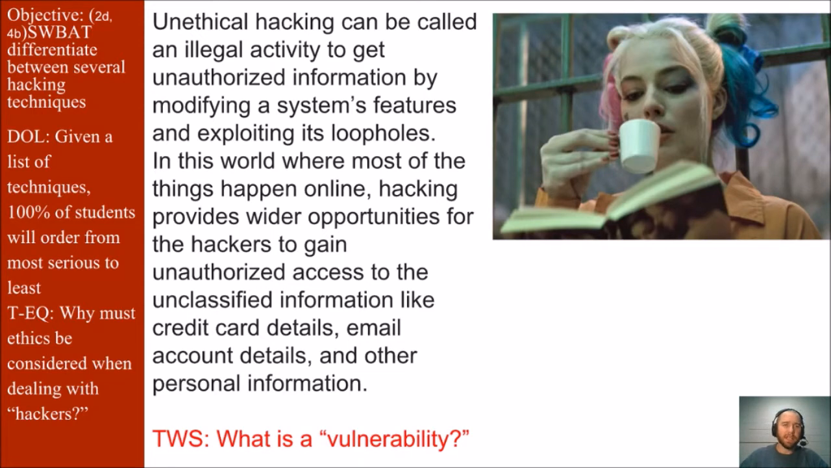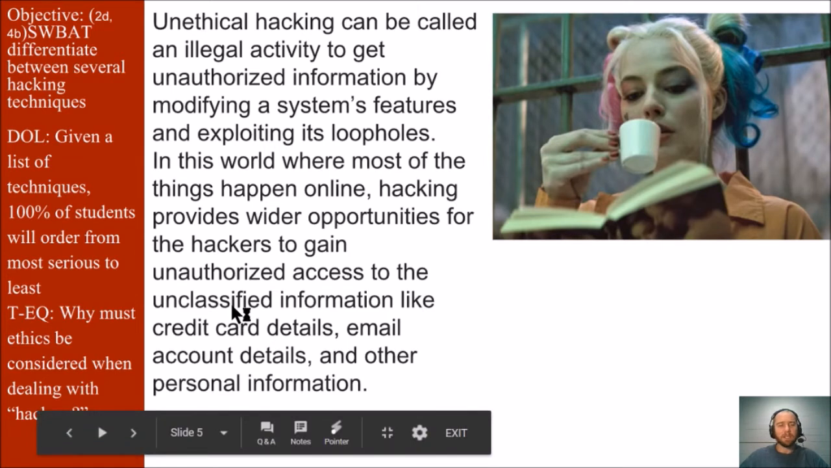So I start by saying unethical hacking can be called an illegal activity to get unauthorized information by modifying a system's features and exploiting its loopholes. In this world, where most things happen online, hacking provides wider opportunities for hackers to gain unauthorized access to the unclassified information like credit card details, email, account details, and other personal information. And notice that word right there, unclassified. Just because it's unclassified doesn't mean it's not important.